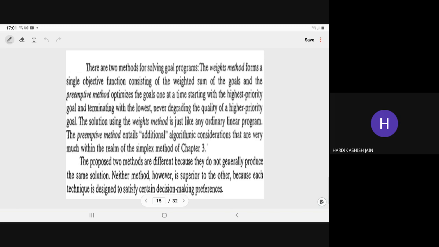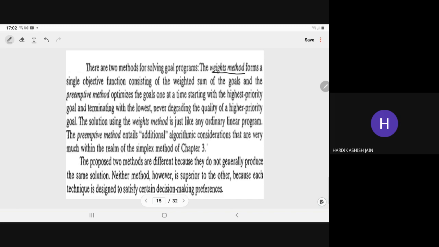In goal programming, we always try for the compromise solution in which we have the minimum deviation for all goals, and for that purpose we have two methods. There are two methods for solving goal programming. The first one is the weight method. In the previous class also, I explained it.